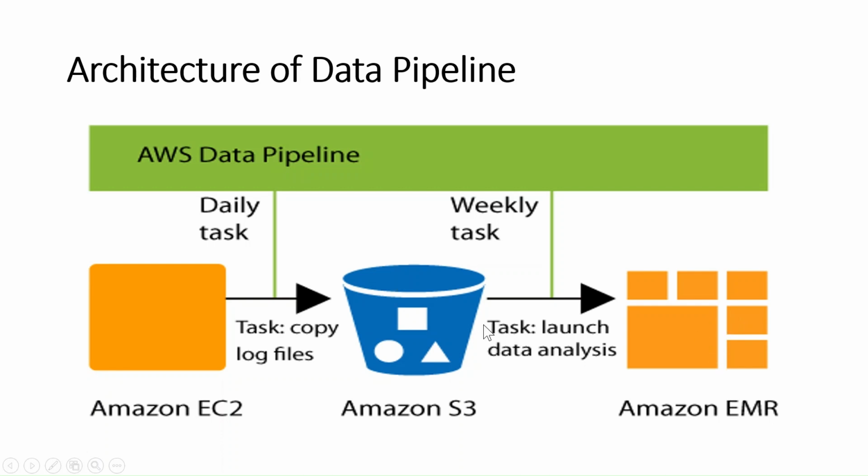Amazon EMR is a big data processing service provided by AWS. It will analyze the data from S3 using tools like Hadoop or Spark. So it will use tools like Hadoop or Spark to analyze the data which is collected from Amazon S3. So this is how the AWS Data Pipeline works.